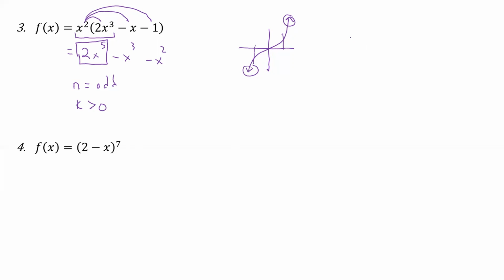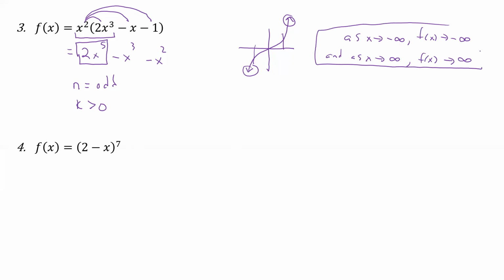And so we're going to say as x goes to negative infinity, f of x goes to negative infinity as well. And as x goes to positive infinity, f of x goes to positive infinity as well. And so that would be our end behavior for this polynomial function, okay?